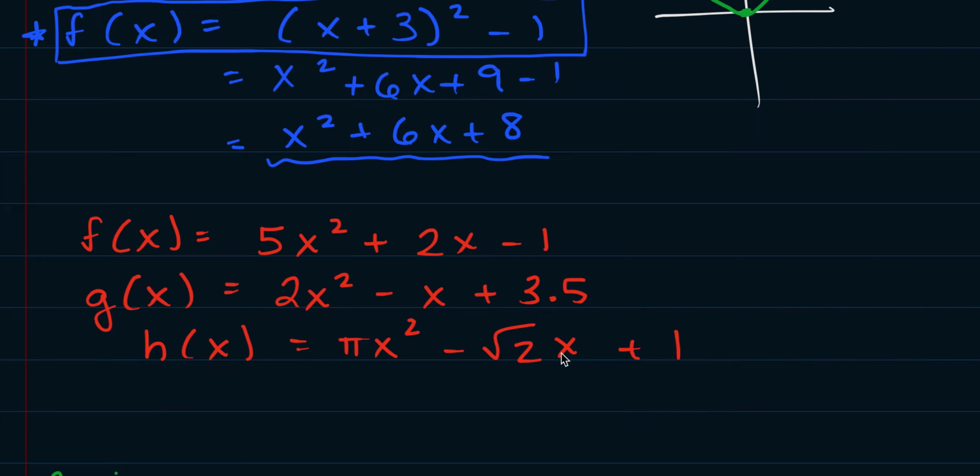So again, quadratic functions have an x squared term in them. So the coefficient in front of the x squared term cannot be 0. And this number here, this number here, and this number here can be any real number.